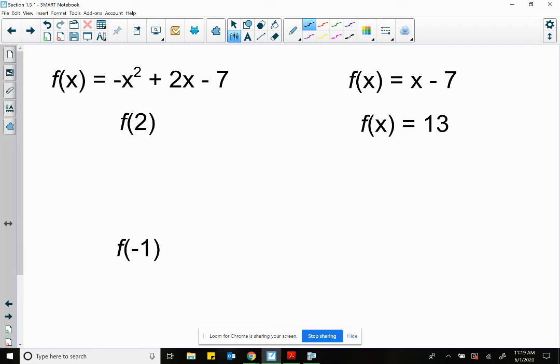Just so you know, these are two separate problems. So f of 2, f of negative 1, go with the above. F of x equals negative x squared plus 2x minus 7. And then the f of x equal to 13 only goes with the f of x equal to x minus 7. And go.